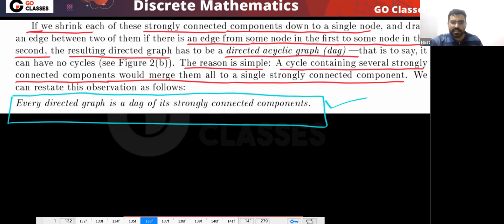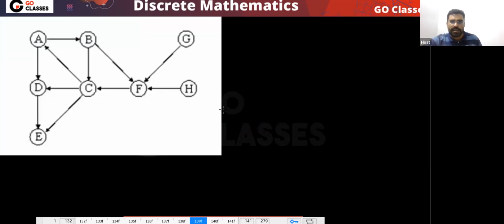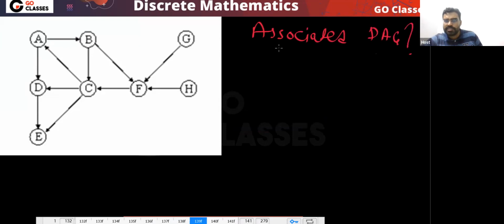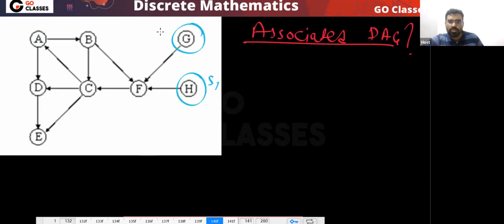I hope this concept is clear. Very simple concept. What is the associated DAG for this graph? You can notice this is your S1, this is your S2, this is your S3. And so this is not a cycle. So you can notice this is S4.